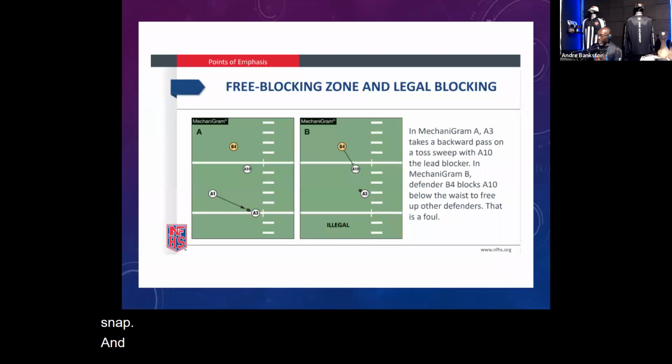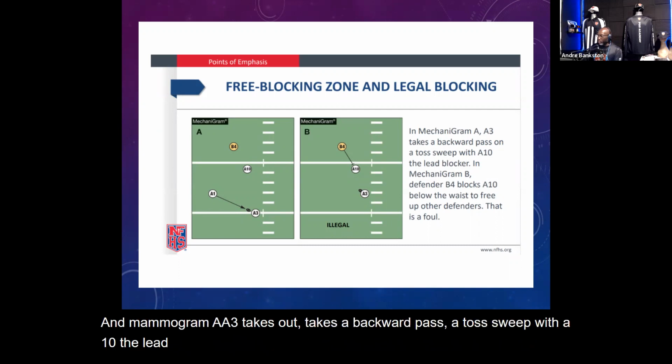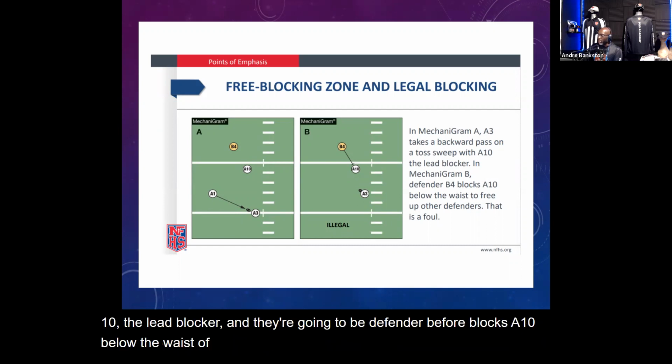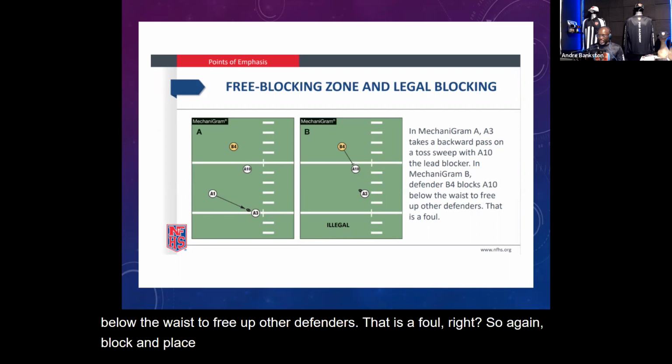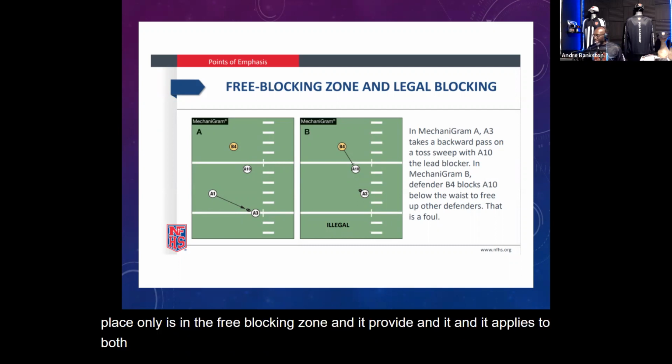In play pick B, A3 takes a backward pass, a toss sweep with A10, the lead blocker. And defender B4 blocks A10 below the waist to free up other defenders. That is a foul. All right. So again, blocking below the waist is only legal in the free blocking zone, and it applies to both offense and defense.